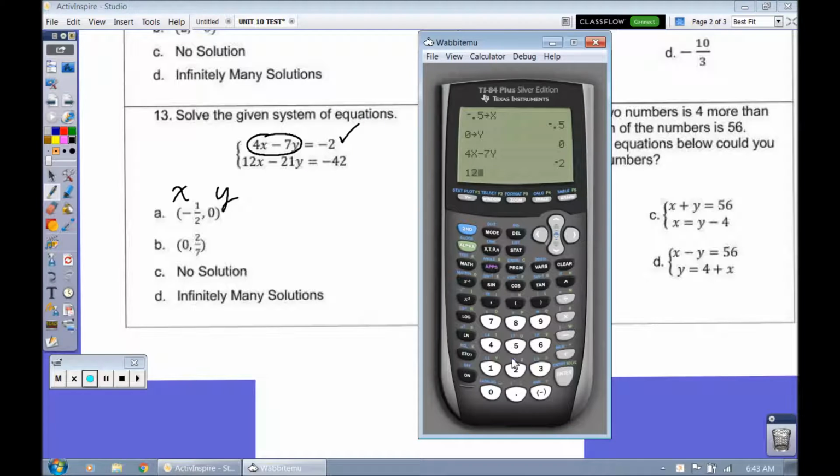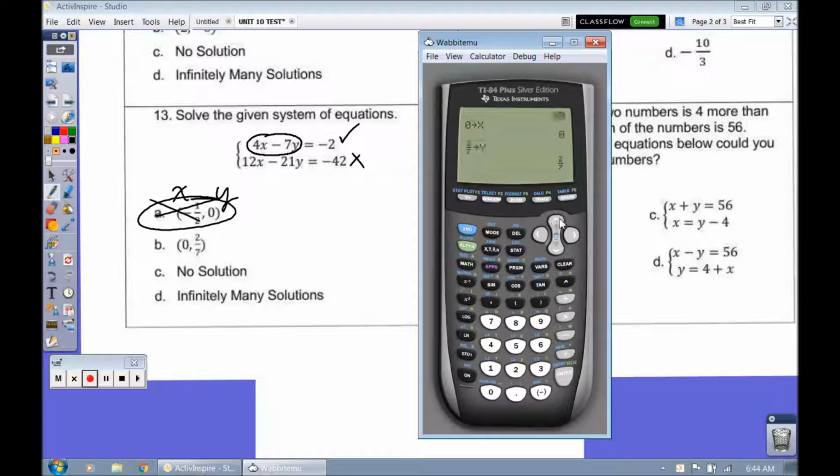Let's type in 12x minus 21y. Do we get a value of negative 42? No. So we know it's not A. Let's try letter B. So 0 goes for x. 2/7 is going to go for y. So 2/7, store that to y.